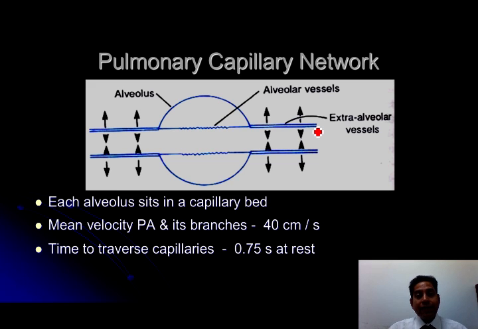Now, in case of exercise, the time for transit in the pulmonary circuit may decrease, but this does not alter the absorption or transfer of gases. The reason for this is, even though the blood remains in the pulmonary circuit for 0.75 seconds, the exchange occurs only in the first 1/3. That means in the first 0.25 seconds itself, the gas exchange is complete. So even though during exercise the transit time comes down, it will not change or hamper the transfer of gases.